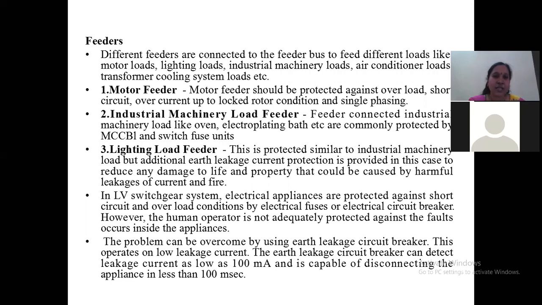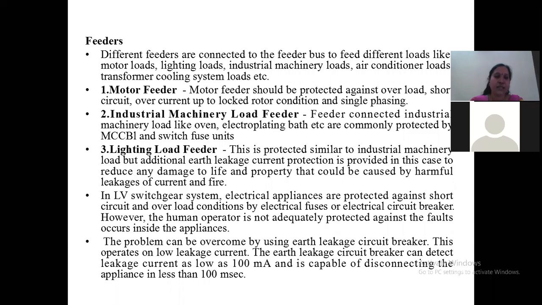Next, we have the industrial machinery load feeder. For this, feeders connected to the industrial machinery load, like oven, electroplating bath, etc., are all commonly protected by the MCCB and the switch fuse units. So these are the protective equipment we have to use for the industrial machinery load feeder. Next, coming to the lighting load feeder. For the lighting load feeder, we should provide the safety against the harmful leakages of current and the fire.